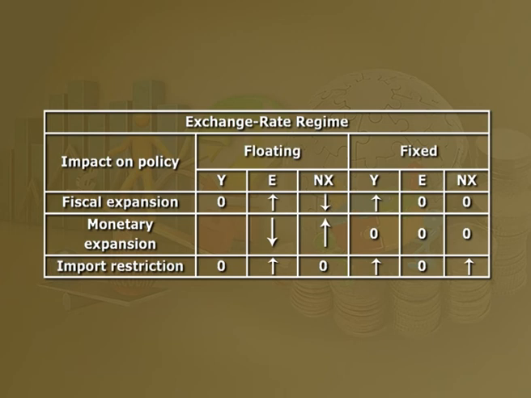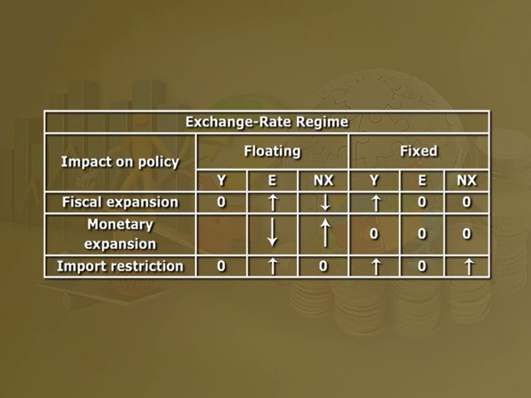Appreciation of the domestic currency will result in a reduction of net exports. Under monetary expansion, an increase in income will lower the exchange rate, thus making domestic goods cheaper relative to foreign goods, which will lead to an increase in net exports. If the government puts a tariff or an import quota, the exchange rate rises and income and net exports remain unaffected.